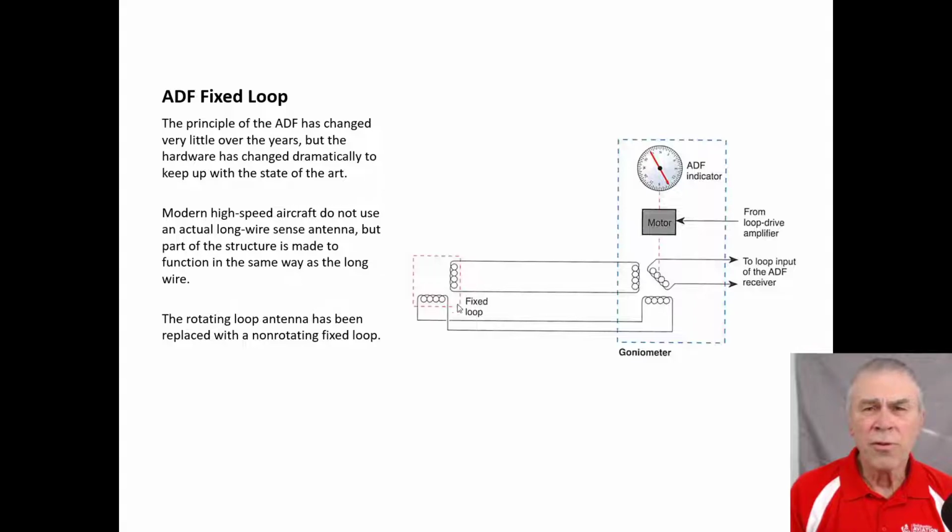Alright, so they're showing the fixed loop over here on the left. A goniometer.